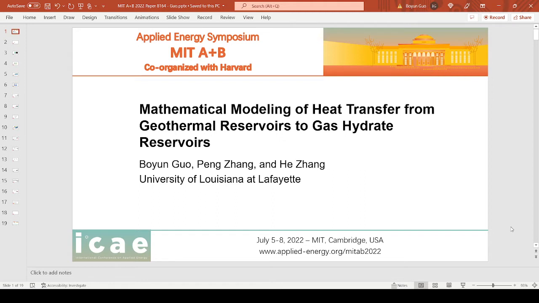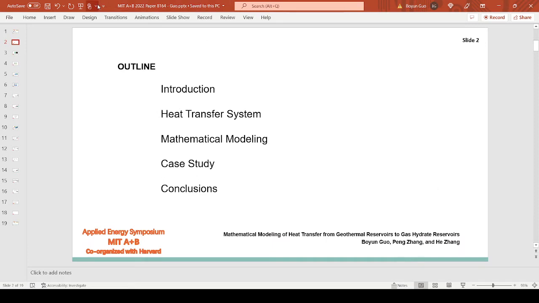The paper I'm presenting is mathematical modeling of heat transfer from geothermal reservoirs to gas hydrate reservoirs. Basically, it's a thermal stimulation of gas hydrate reservoirs. I'm going to make a brief introduction to gas hydrates, followed by the heat transfer system we proposed, then mathematical modeling of heat transfer processes. Then we move on to a case study, and finally conclusions.